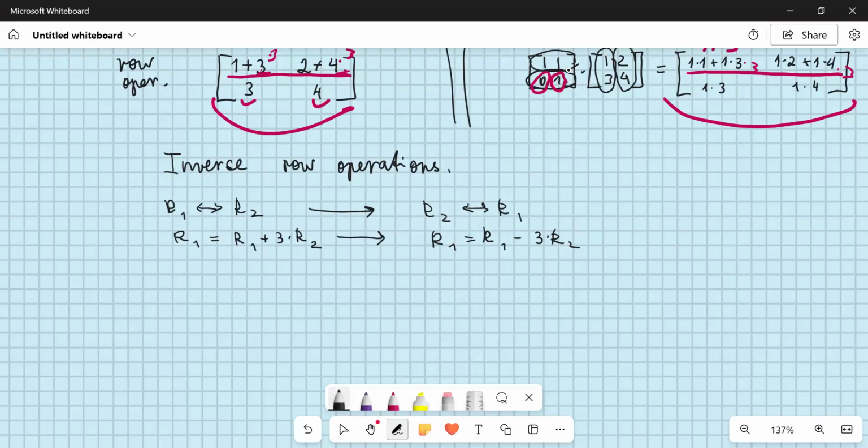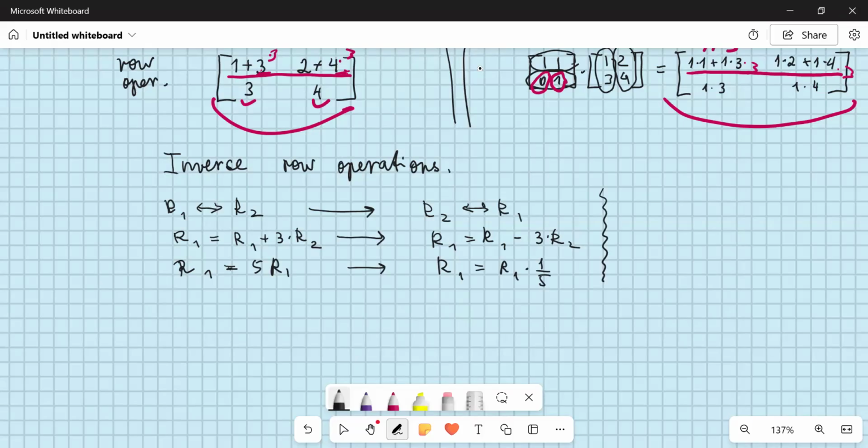And what else are we missing? Just multiplication. Well, let's represent the last one. Imagine that row number 1 is 5 row number 1. You decided to multiply the whole row number 1 by 5. What is going to be inverse? Well, inverse is going to be multiply row number 1 by 1 over 5, right? It's going to eliminate the result of multiplication.